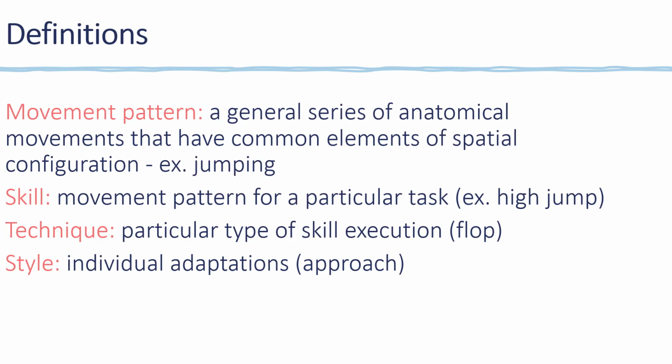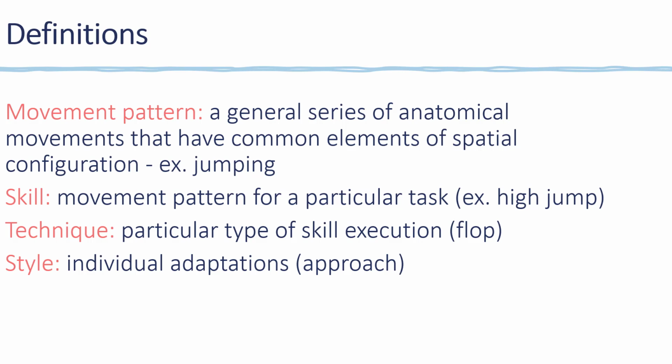Okay, just a few definitions that are important when we're talking about movement analysis. The first one is a movement pattern. It's a general series of anatomical movements that have common elements of spatial configuration. An example of a movement pattern would be jumping. Now, one step further than that, a skill is a movement pattern, but it's for a particular task. So if our movement pattern is jumping, then an example of a skill in jumping would be the high jump skill. It's still this sort of jumping movement pattern, but it's for a specific task, that is the high jump.